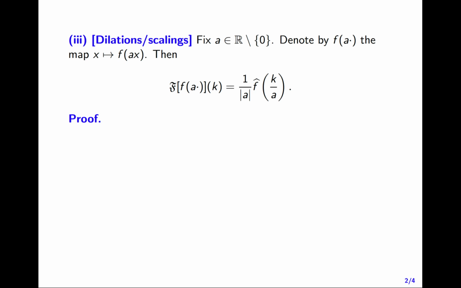But also if a were 0, then the map x goes to f of ax would just be the constant map x goes to f of 0. And that constant, unless it's identically 0, is not going to be in L1, so it doesn't make sense to talk about Fourier transforms. You will do this proof as an exercise using mostly u substitution and also being careful with when a is positive or a is negative, because that will change a little bit your limits of integration when you write out the improper integral as a limit.